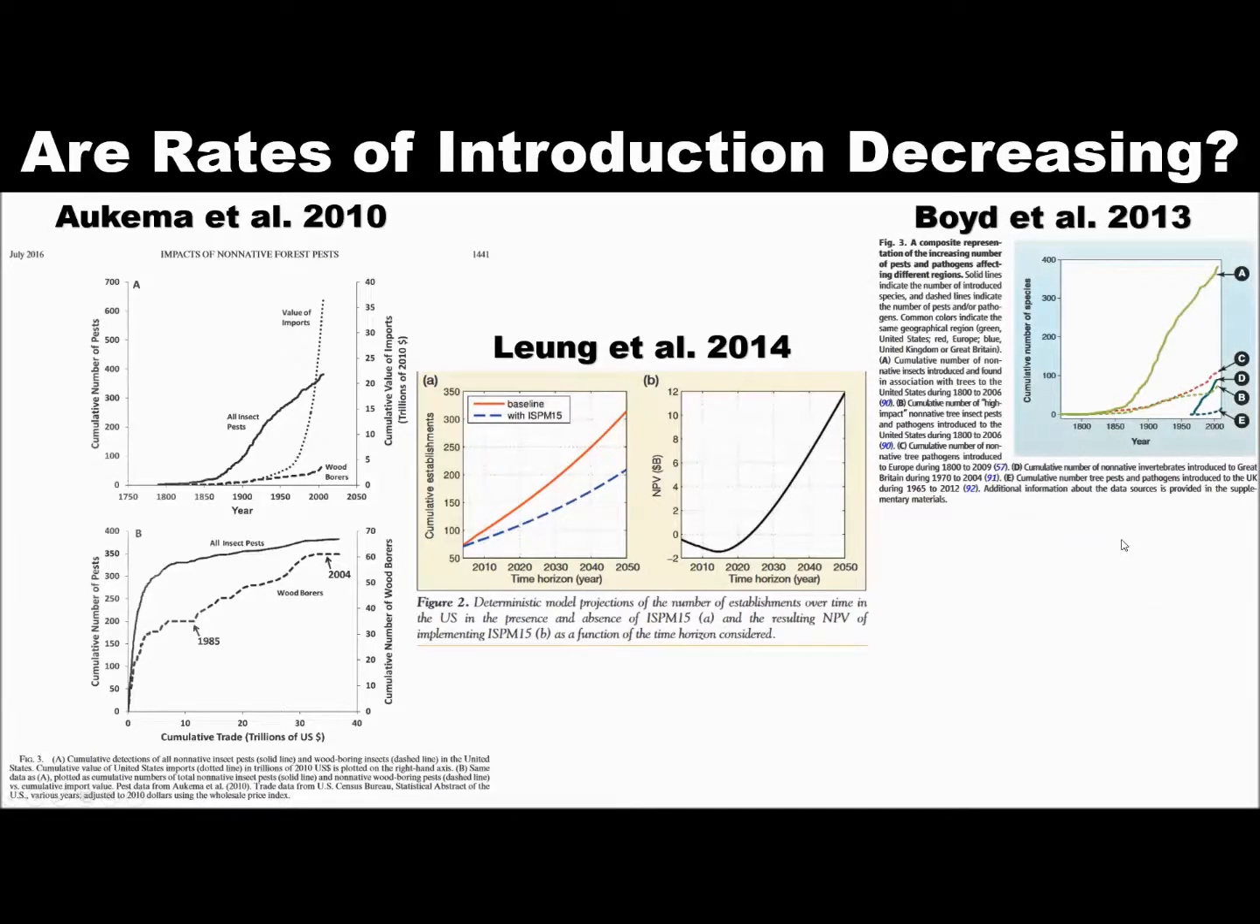Here's another paper by Boyd et al. in 2013, and this compared rates of introduction between the United States and Europe. So the green line here, the solid green line, line A, is the cumulative number of non-native insects introduced and found in association with trees to the United States during 1800 to 2006. And then line B here is the cumulative number of high-impact non-native tree insect pests and pathogens introduced to the United States during 1800 to 2006. So both are much higher than other countries, other continents, and are increasing.